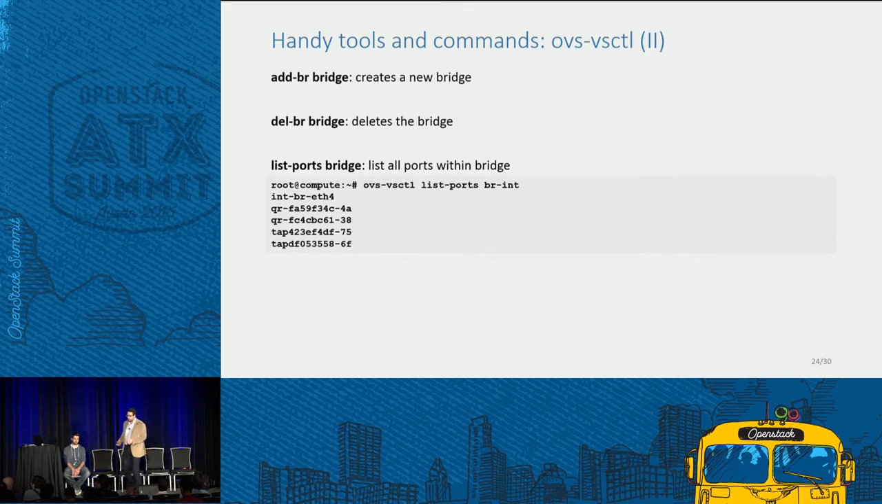We are not going to show all of them, but you can manually add a bridge. It's that simple. Add bridge, and that's all, using ovs-vsctl. To delete a bridge is that simple. Del-br and then the name of the bridge. And if you want to see the ports inside a bridge, you can just use list-ports, and that's all.